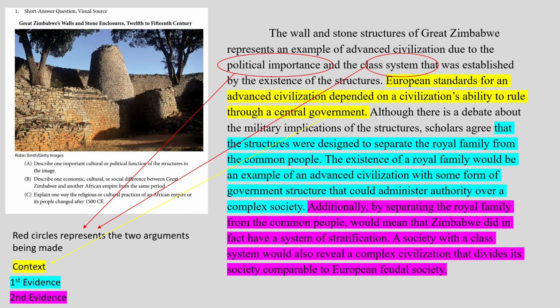You want to have some sort of thesis, and then you always want to provide some context. When you provide that context, you're providing some of that background information, the significance. What decade are we talking about? What time period? What were some of the issues that were going on? And then you can answer the question.